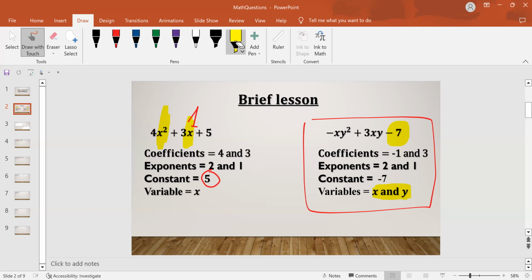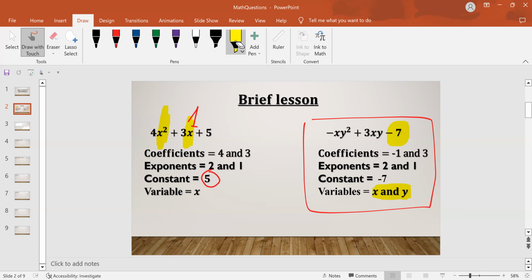Please, the constant is not a 7. We take the number with its sign, and always you'll see the sign on the left side of the number. So the constant here is -7. I hope this is understood.